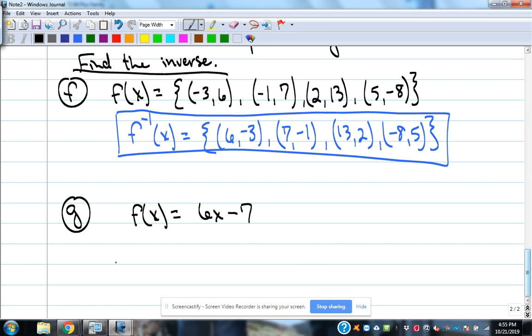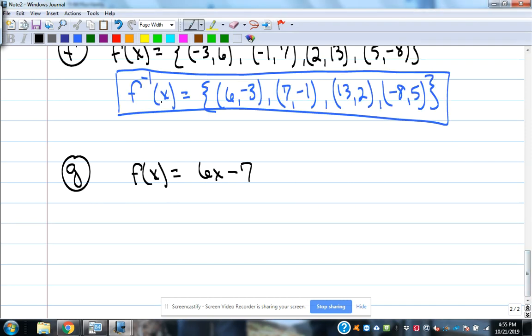So the way that you want to do that is f of x. What does f of x mean? It's the same thing as y, right? So this is really y equals 6x minus 7. So you're thinking that in your head. What does an inverse do? It swaps x and y. So with your equation, do that. Swap x and y. X equals 6y minus 7.